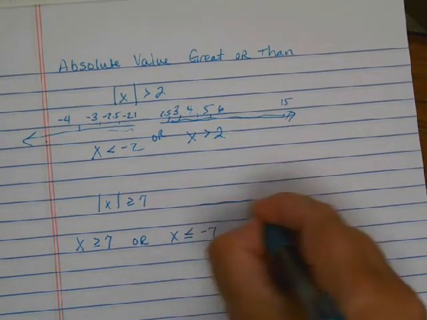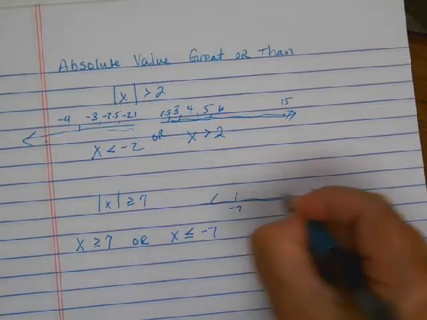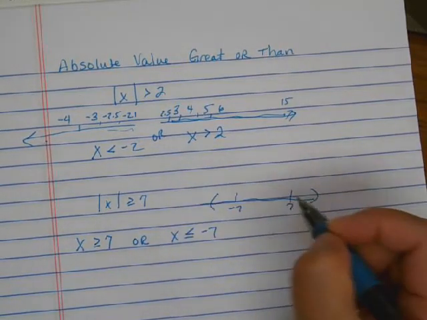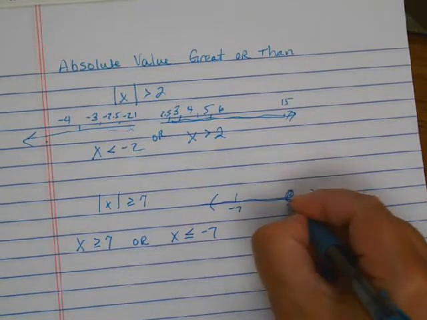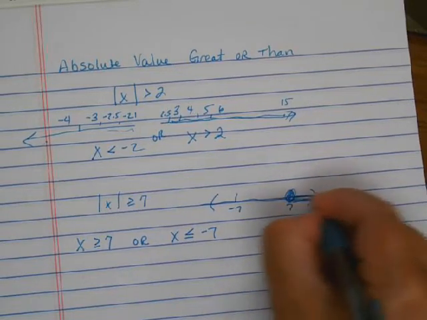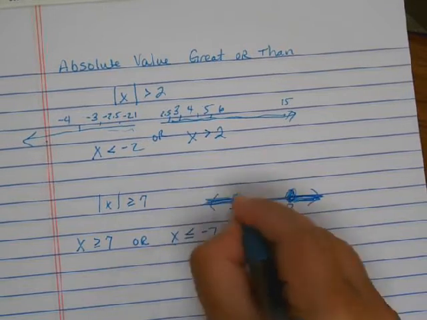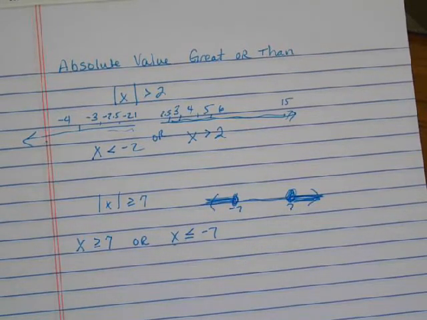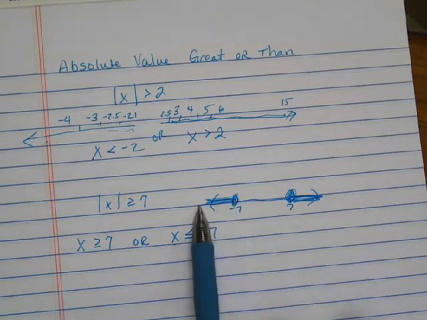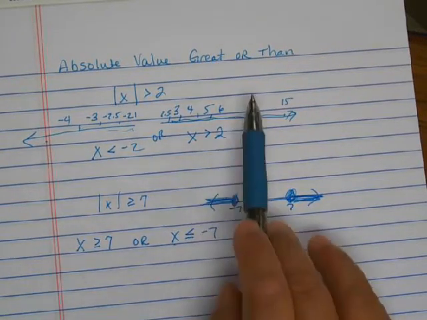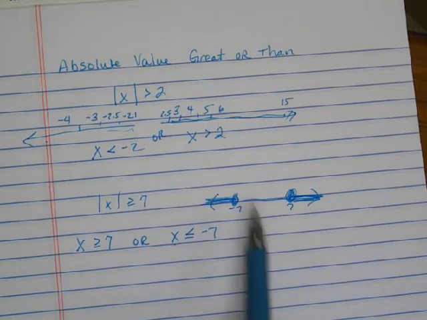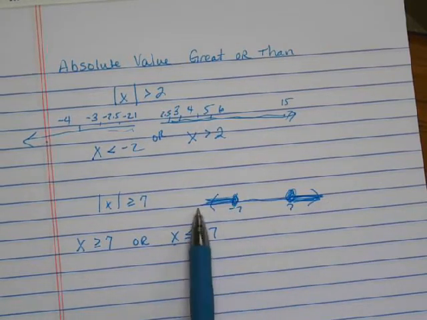So if I graph that, I would have -7 and 7. The ones bigger than 7 would be this direction. The ones smaller than -7 would be this direction. Notice how when we have a greater than or equal to problem, they're shaded this way or this way. Greater than is going to be an "or", one or the other.